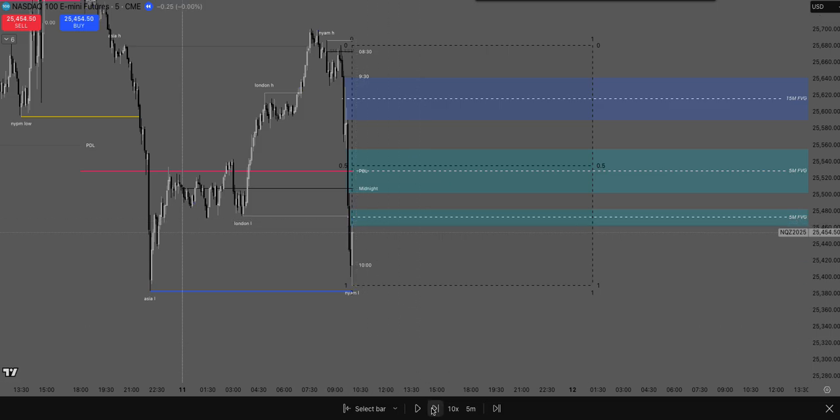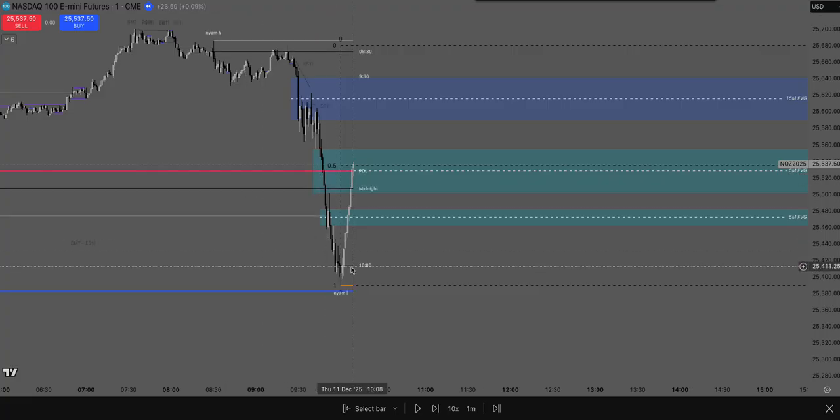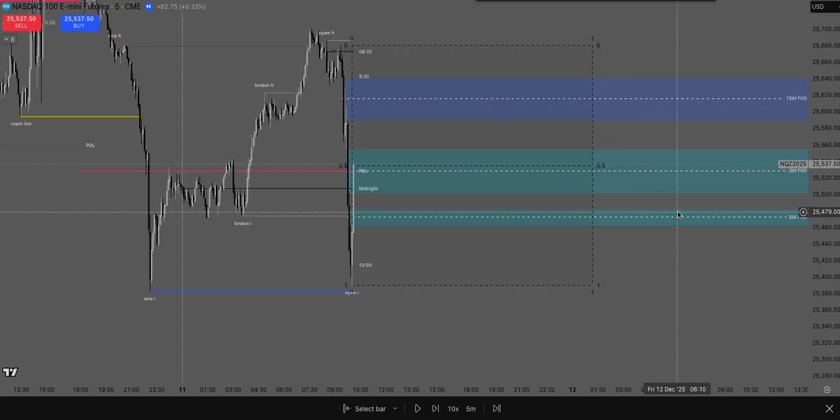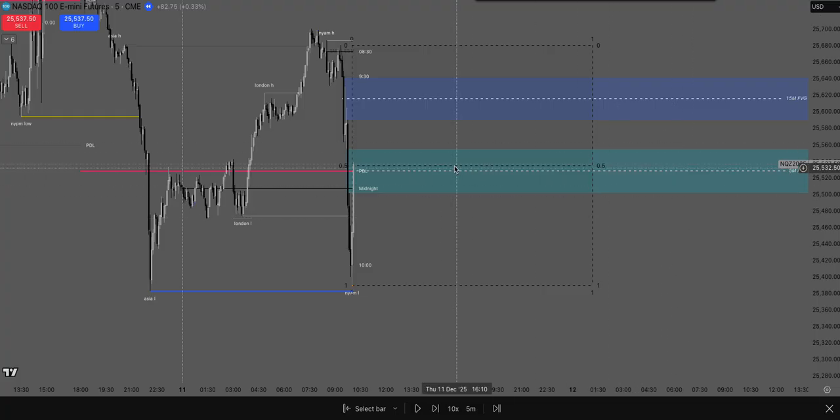You can see if we skip ahead, this gap actually gets inversed. And if we scale down to the 1-minute, you can see we ran right past it. So obviously that's not going to be an entry for short. This next 5-minute gap is aligned with equilibrium.